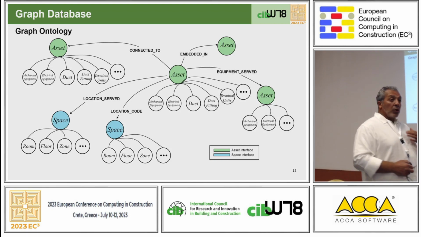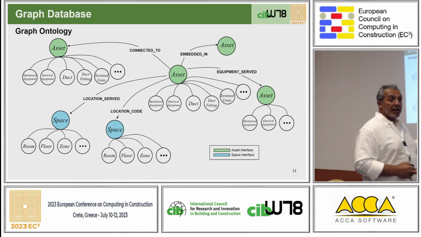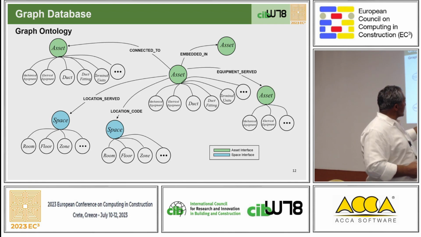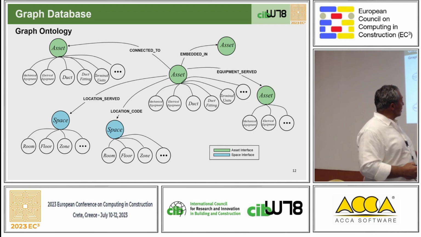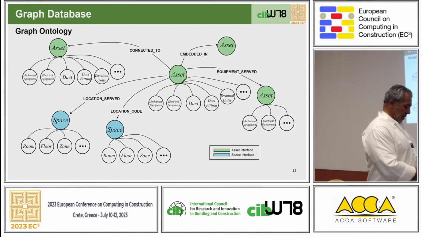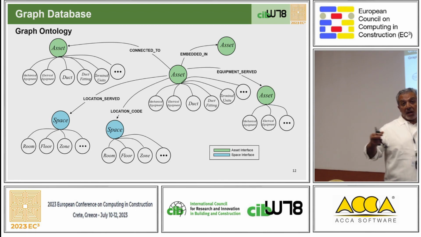We defined our own ontology with some references to what others have been using. We represented assets and spaces as nodes. We represented relationships between assets and spaces using specific defined relationships. For example, if you look at the top right, an asset is embedded in another asset. For example, you have a fan that is embedded in a rooftop unit. So that's how we represented the model using the graph.